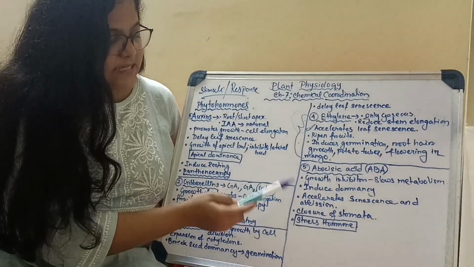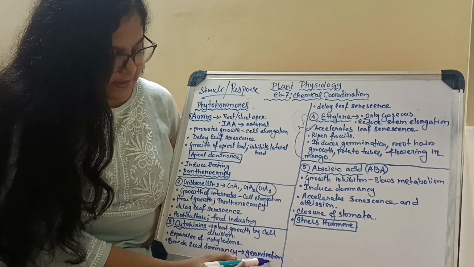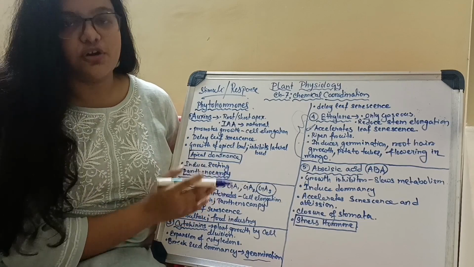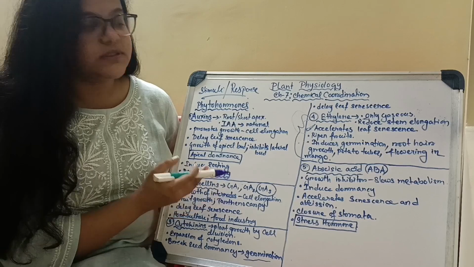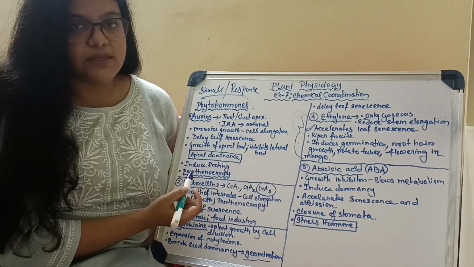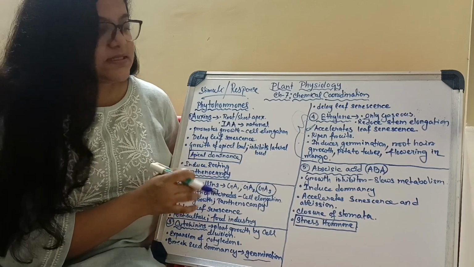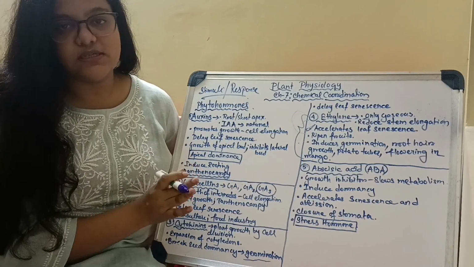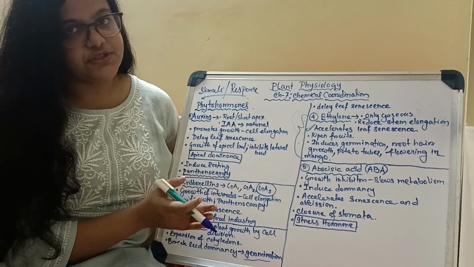Now, abscisic acid induces dormancy. That is, when there is a crisis situation and the seed cannot germinate properly and might get destroyed due to the unfavorable conditions, the abscisic acid induces dormancy. That is, it protects the seedling and the cotyledons inside the seeds and stops them from germinating so that they do not get destroyed due to the unfavorable conditions. Okay.